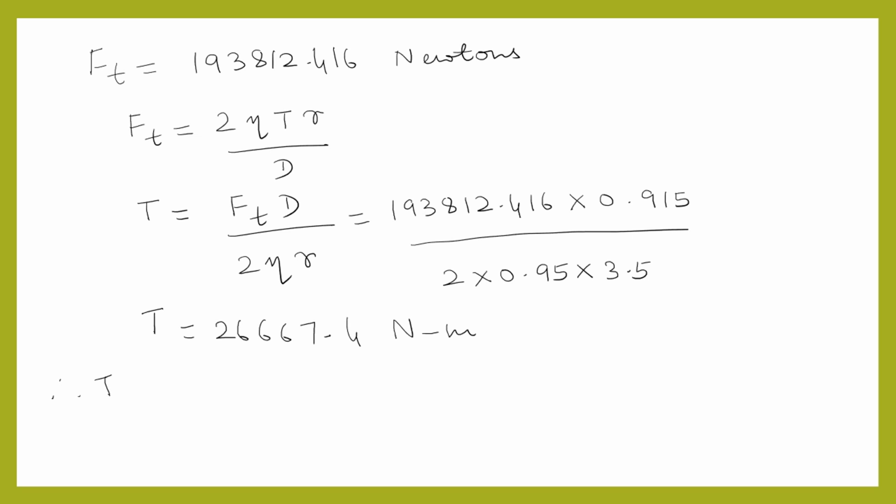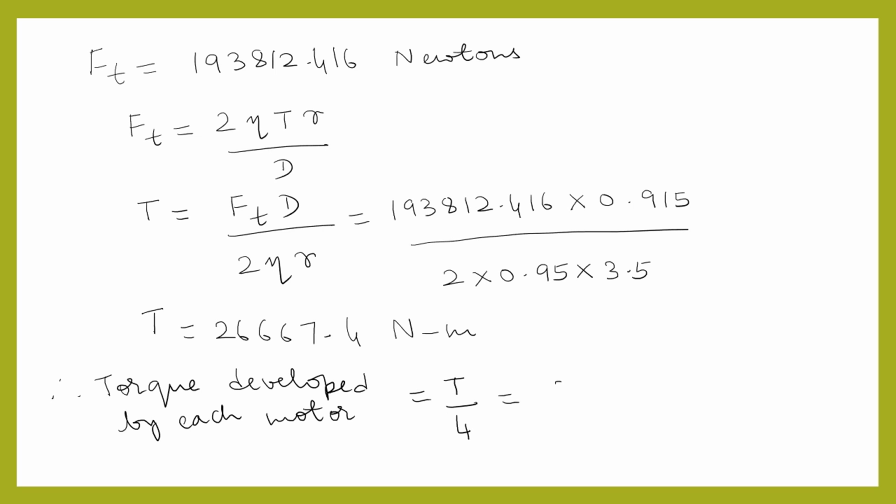Therefore, torque developed by each motor is T by the number of motors, that is 4. So 26,667.4 divided by 4, we get around 6,666.8 Newton meter.